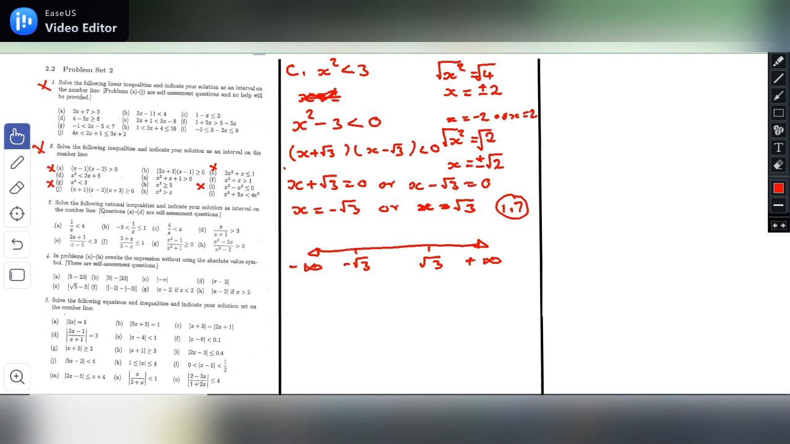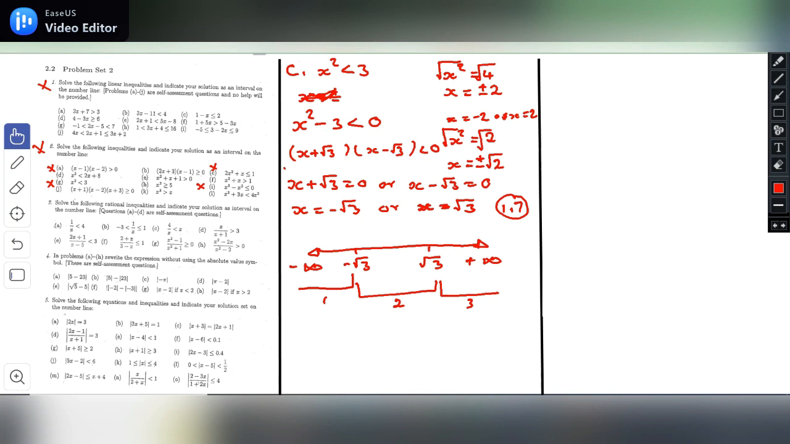How can we find the sign? We need to find a sign from negative infinity to negative square root of 3, which is the first one, and also the sign from negative square root of 3 to positive square root of 3, which is the second one, and the last sign, which is from square root of 3 to positive infinity, which is the third one. So now we need to choose a value which is less than negative square root of 3, right?